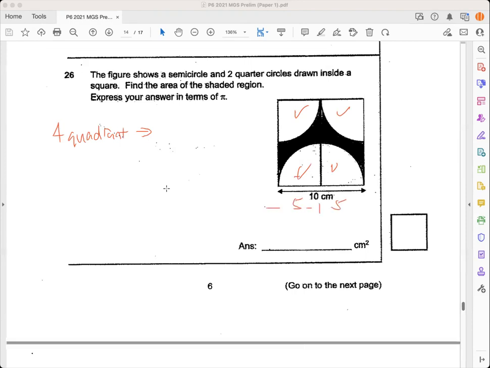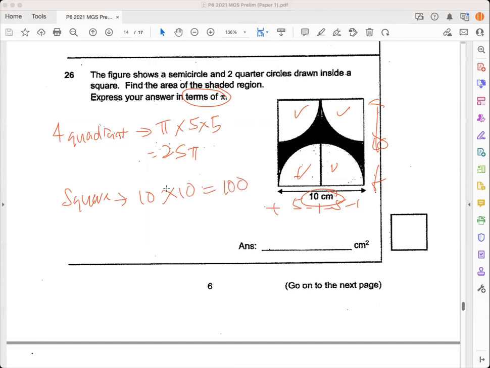Okay, so this is the radius. So it's pi times radius times radius, 5 times 5, you get 25 pi. The answer is in terms of pi, so you don't need to multiply out. The area of the square is 10 times 10, so 100. So the area of the shaded part will be the area of the square minus the area of the 4 quadrants. And that's it. Leave the answer as it is. Do not multiply out the pi because the question asked in terms of pi.